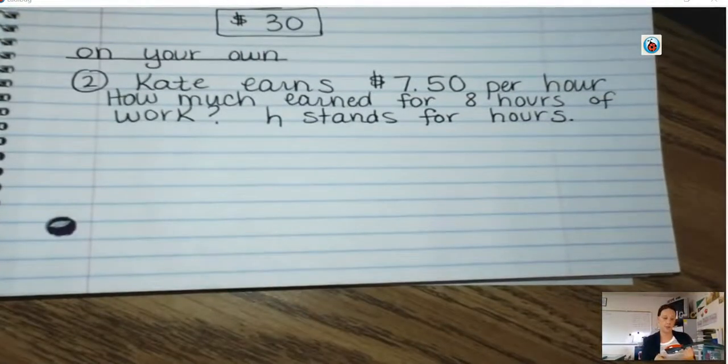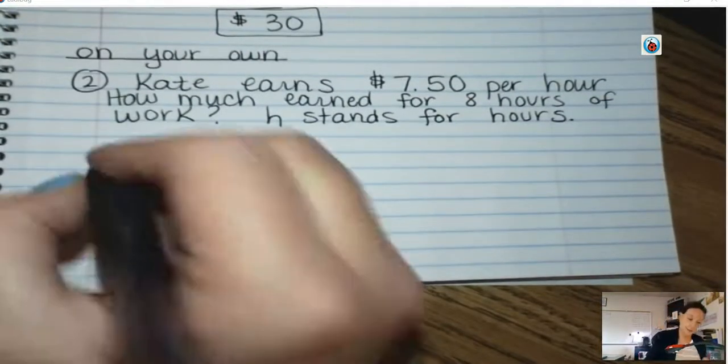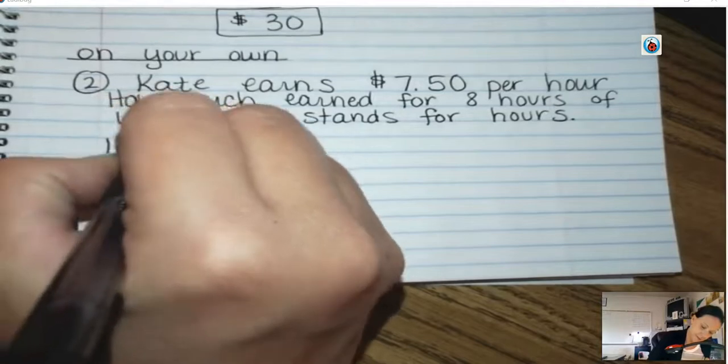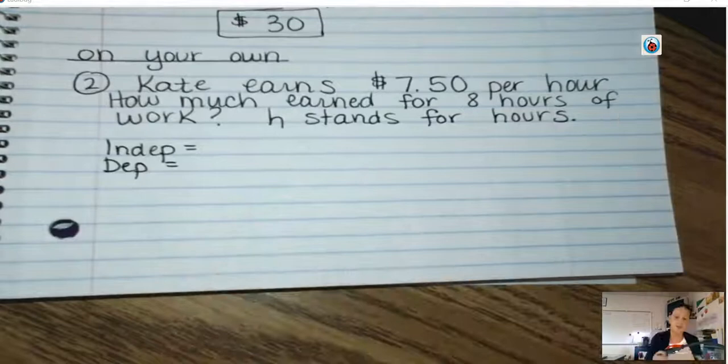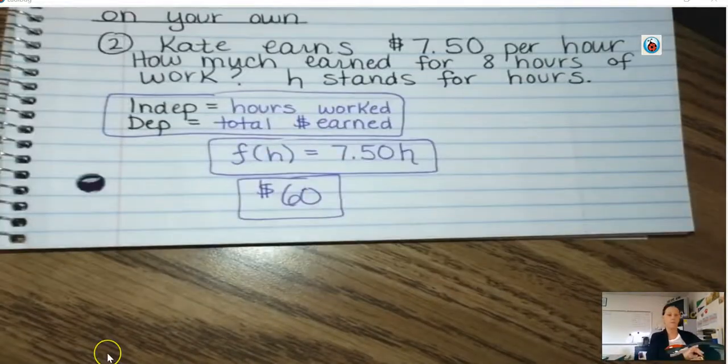So you're going to tell me what's the independent, what's dependent, give me the equation in function notation, and then give me the answer. Okay, hours worked and total amount that you earned. Your equation is f of h equals 7.50 times h. And then she earned $60.